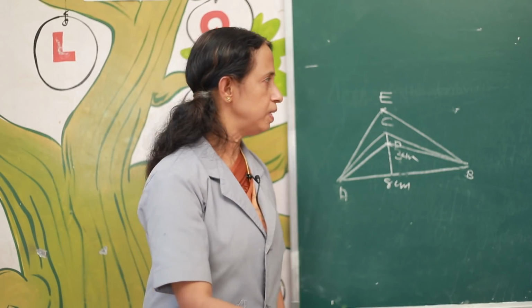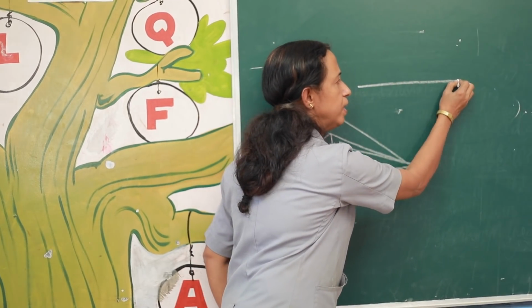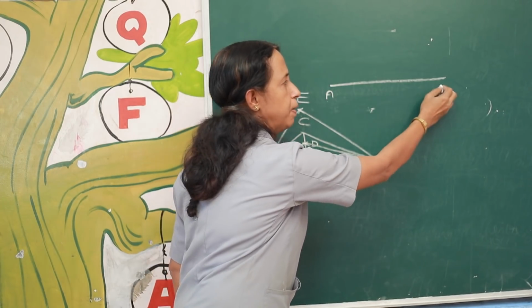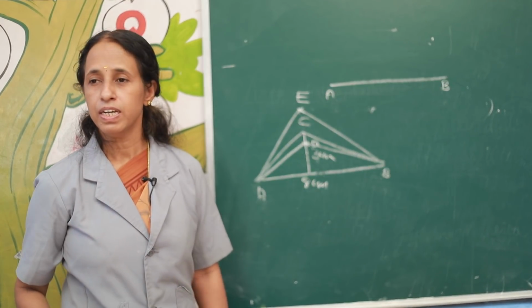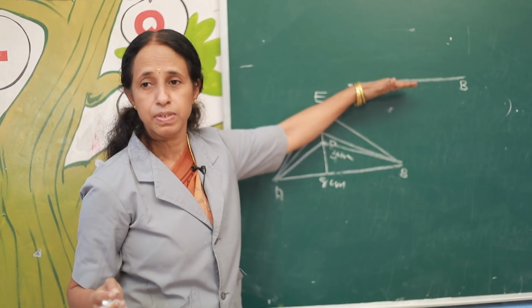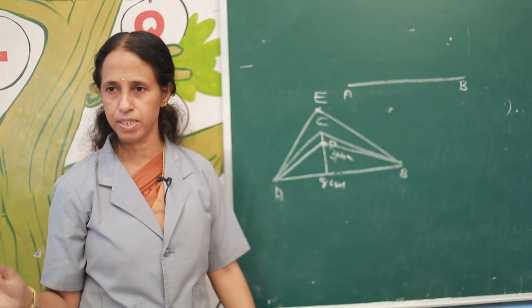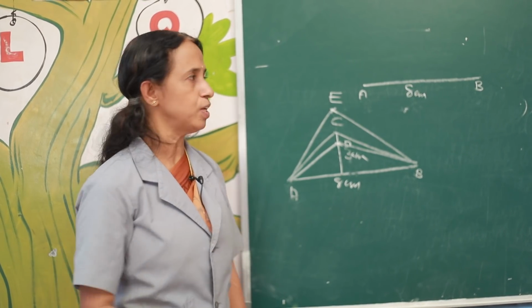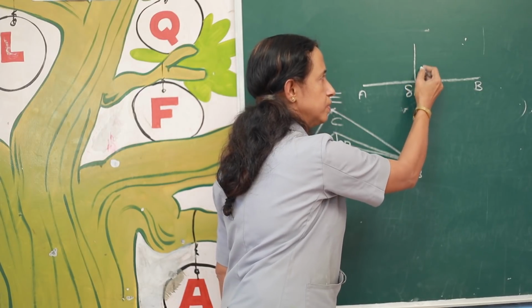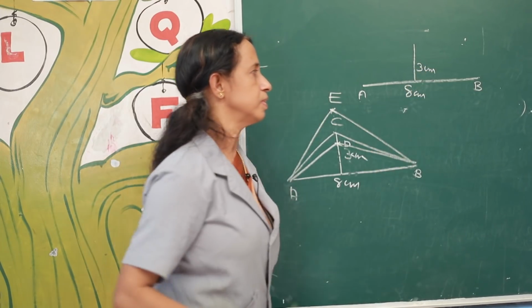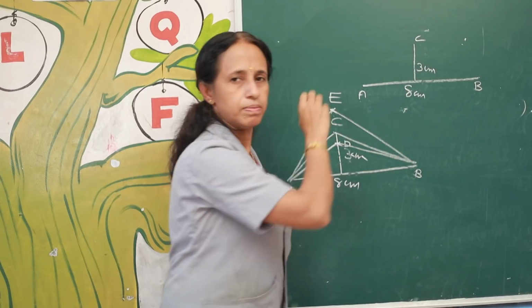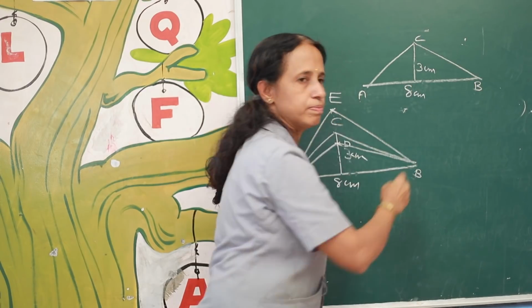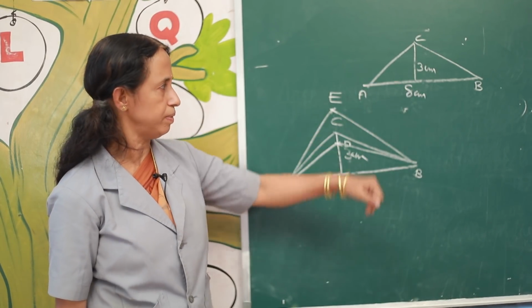Next, draw a triangle. Here AB, measure AB. The length of this side is equal to 8 centimeter and height is equal to 3 centimeter. Here C. Connect C to A and C to B.